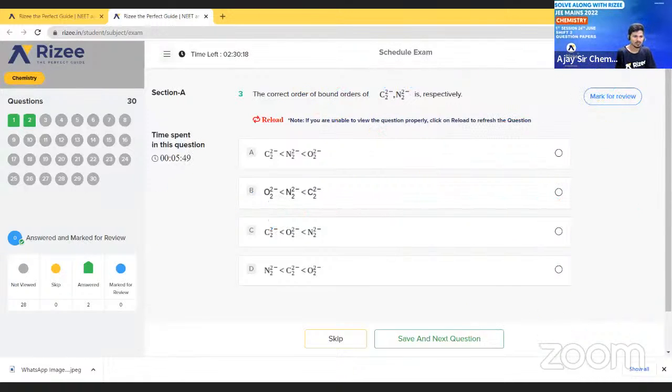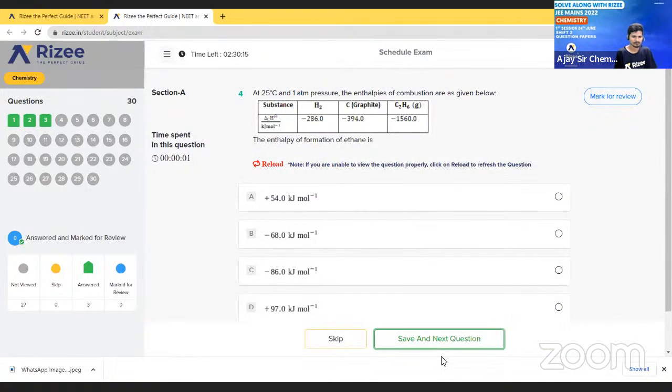Okay, let us go to the next question. At 25 degrees centigrade and 1 atm pressure, the enthalpies of combustion are as given below. See here, enthalpy of combustion values are given. This question came from thermodynamics, and we have to find the enthalpy of formation.